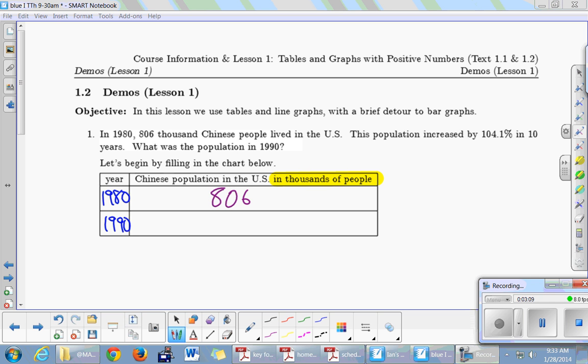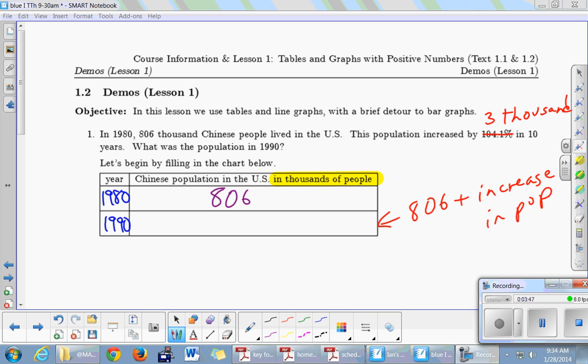Okay, so the harder part is to figure out what goes in this bottom row. I'm going to change the question and make it a little bit easier. Forget this increased by 104.1% for just a moment. Suppose that I change it to it increased by 3,000 people. If you start with 806,000 people and then we increase by 3,000 people, how many do we have at the end? 809. So it's pretty clear that what we need to do in this row is take the 806 and then add whatever the increase in population is. Yes? That's what we need to put in there.